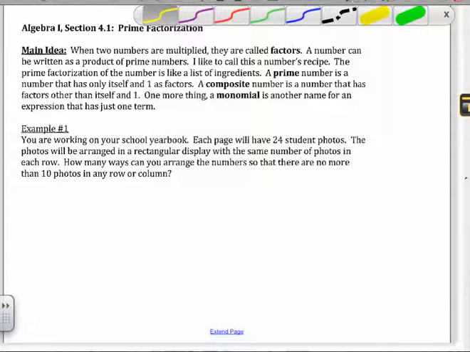Now, a composite number is a number that has factors other than itself and 1. Is 1 a prime number? No, it's not. And the reason is because it doesn't have two distinct factors. The only thing that goes into 1 is 1. To be a prime, you have to have two distinct factors, 1 and itself, something other than 1. That's why 2 is prime.